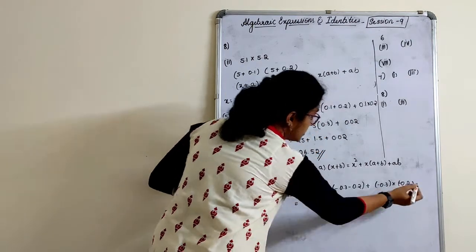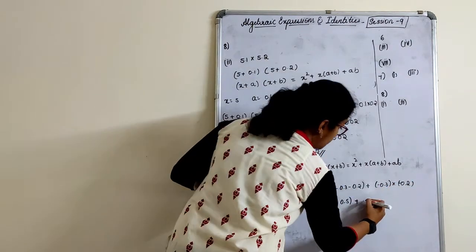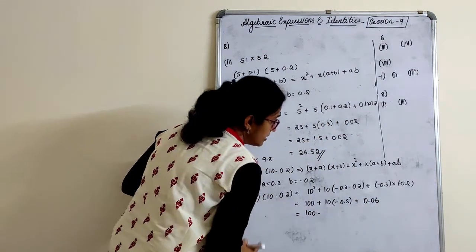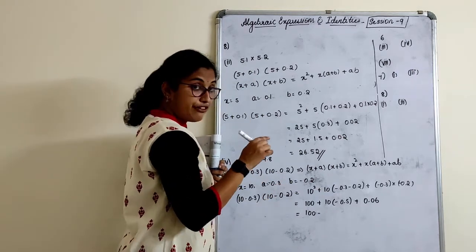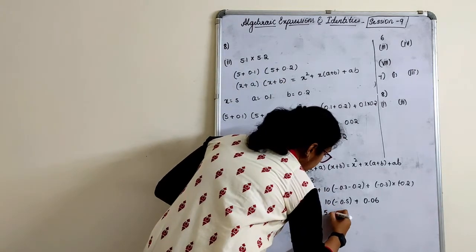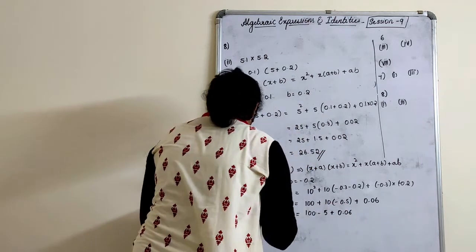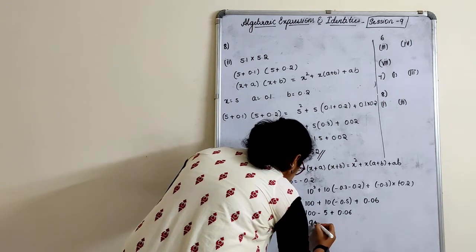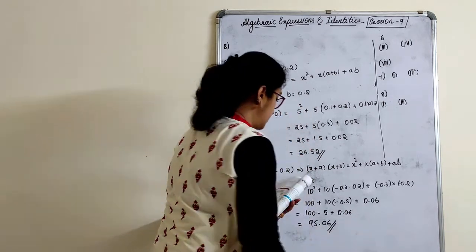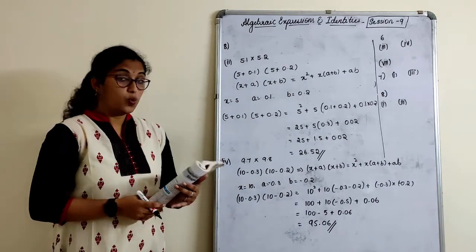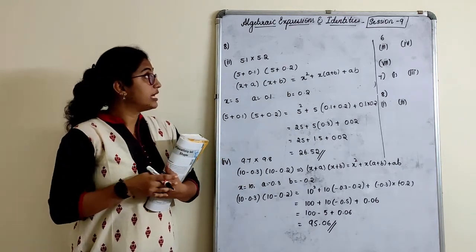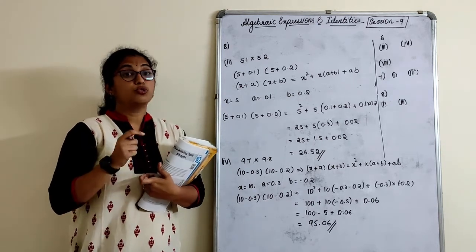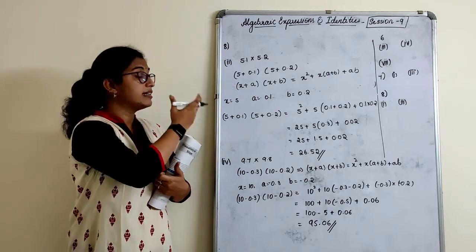Minus into minus is plus, 3 twos are 6, two decimals, 0.06. 100 minus 10 fives are 50, so it is 5.0 plus 0.06. 100 minus 5, 95, plus 0.06 is 95.06, which is the answer. So with this we complete the chapter algebraic expressions and identities, a very important chapter. Throughout your 9th and 10th you will be studying this again as a base.